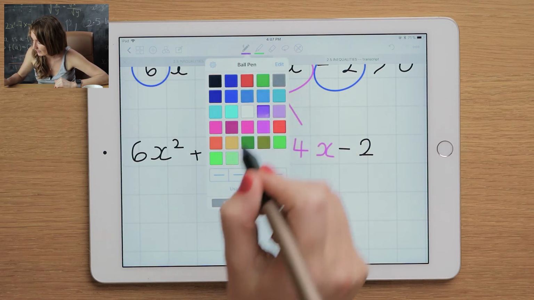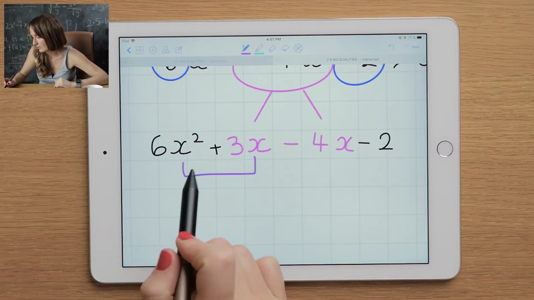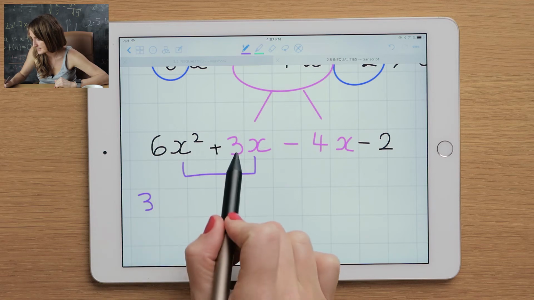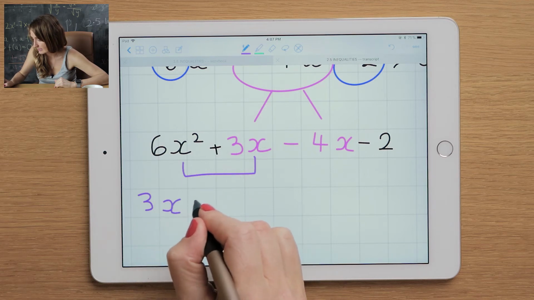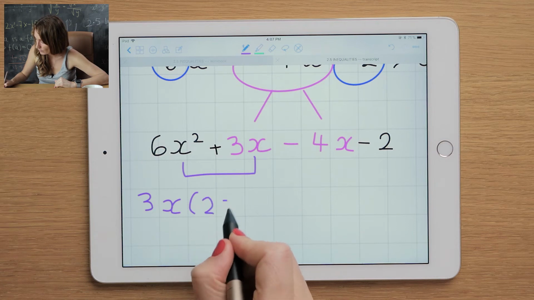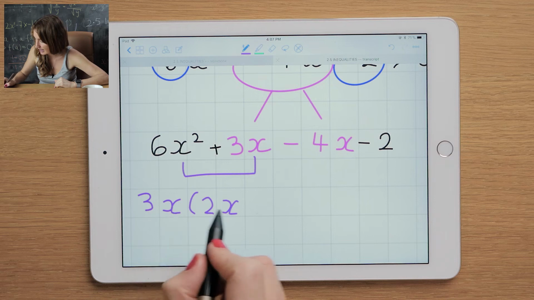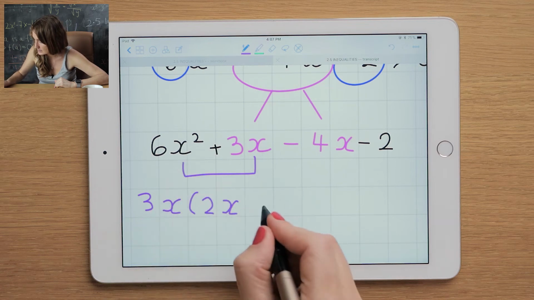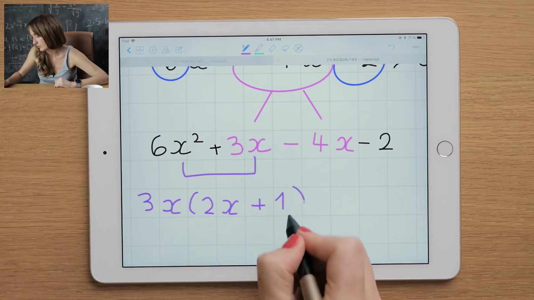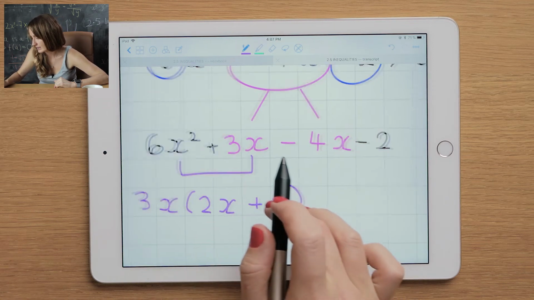Now, I factorize my first two terms by taking out the highest common factor. Here, the biggest thing I can take out of both of them will be 3 for the numbers, if you've got 6 and 3, and x. Inside the bracket, I need to have a 2 and an x, because 3 times 2 will give me 6, and x times x will give me x squared. And now I need to have a plus 1. 3x times plus 1 will give me 3x.